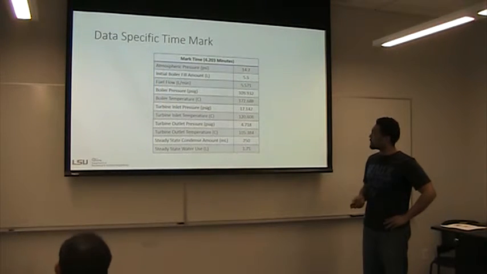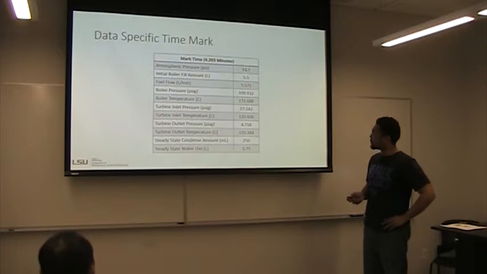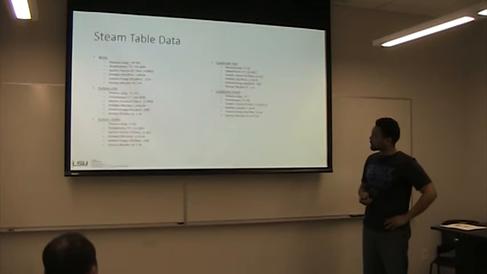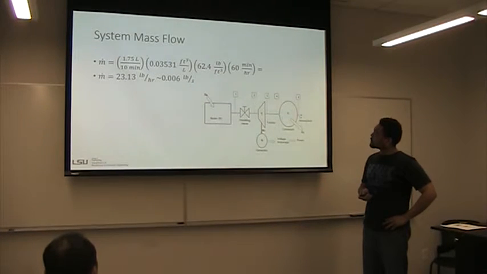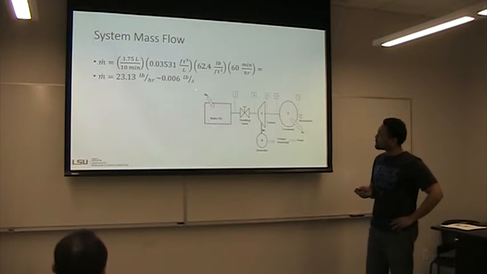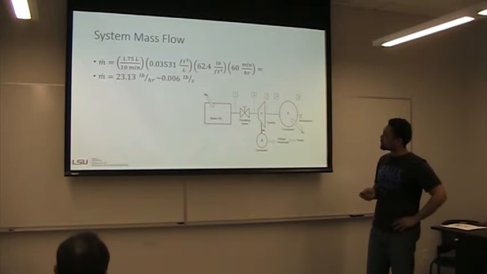All right, these are specific time marks at 4.2 minutes. Here's the data from the steam tables that I gathered. You can see they all make a lot of sense. Here's the mass flow rate calculations. You can see we're right around 0.006 pounds per second.